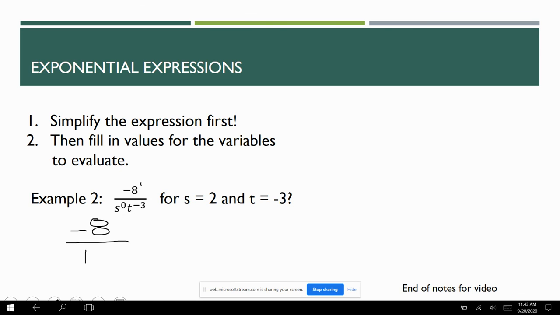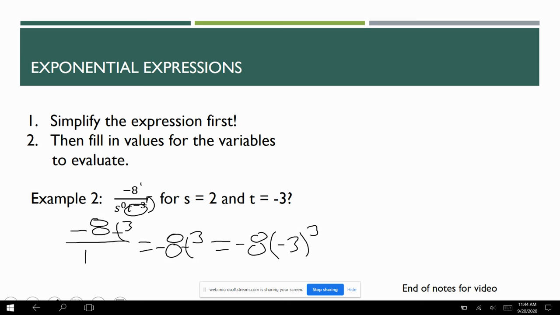t to the negative third. Now that negative exponent is in the denominator, so to get this exponent to be positive, we have to send it to the numerator: negative 8 times t cubed. Dividing by 1 is kind of redundant. Now what we can do is substitute in that negative 3 for t. Again, we are substituting in a negative number, so it has to be put in parentheses.